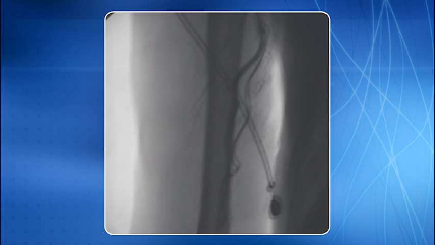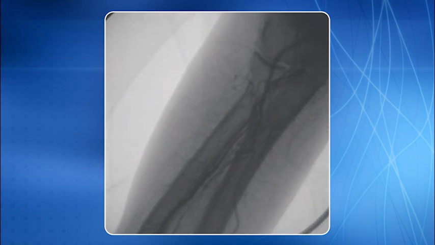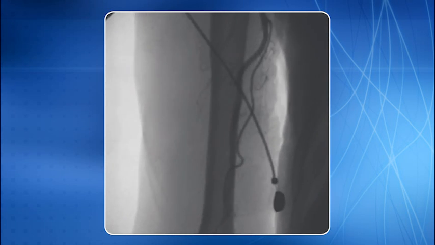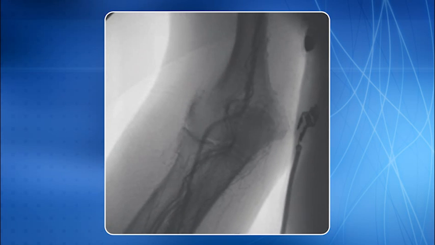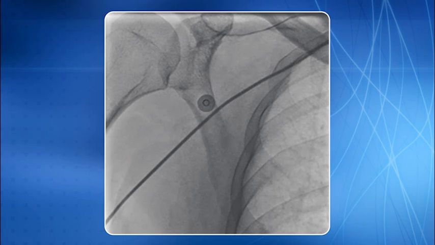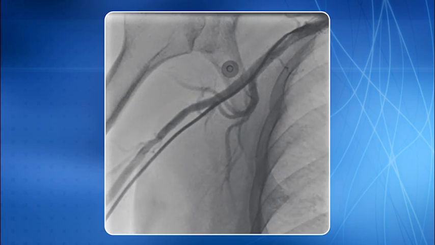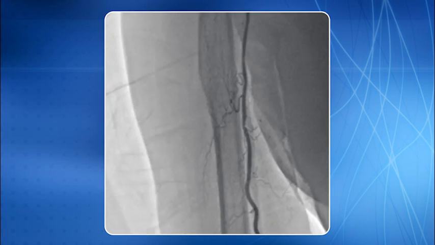This is an example of a small caliber radial artery which is anomalous, actually arising from the high axillary region. You can see the small caliber and tortuosity throughout its course. Here is another example of anomalous radial artery arising from the axillary artery. This is one more example of anomalous radial artery arising from axillary artery.